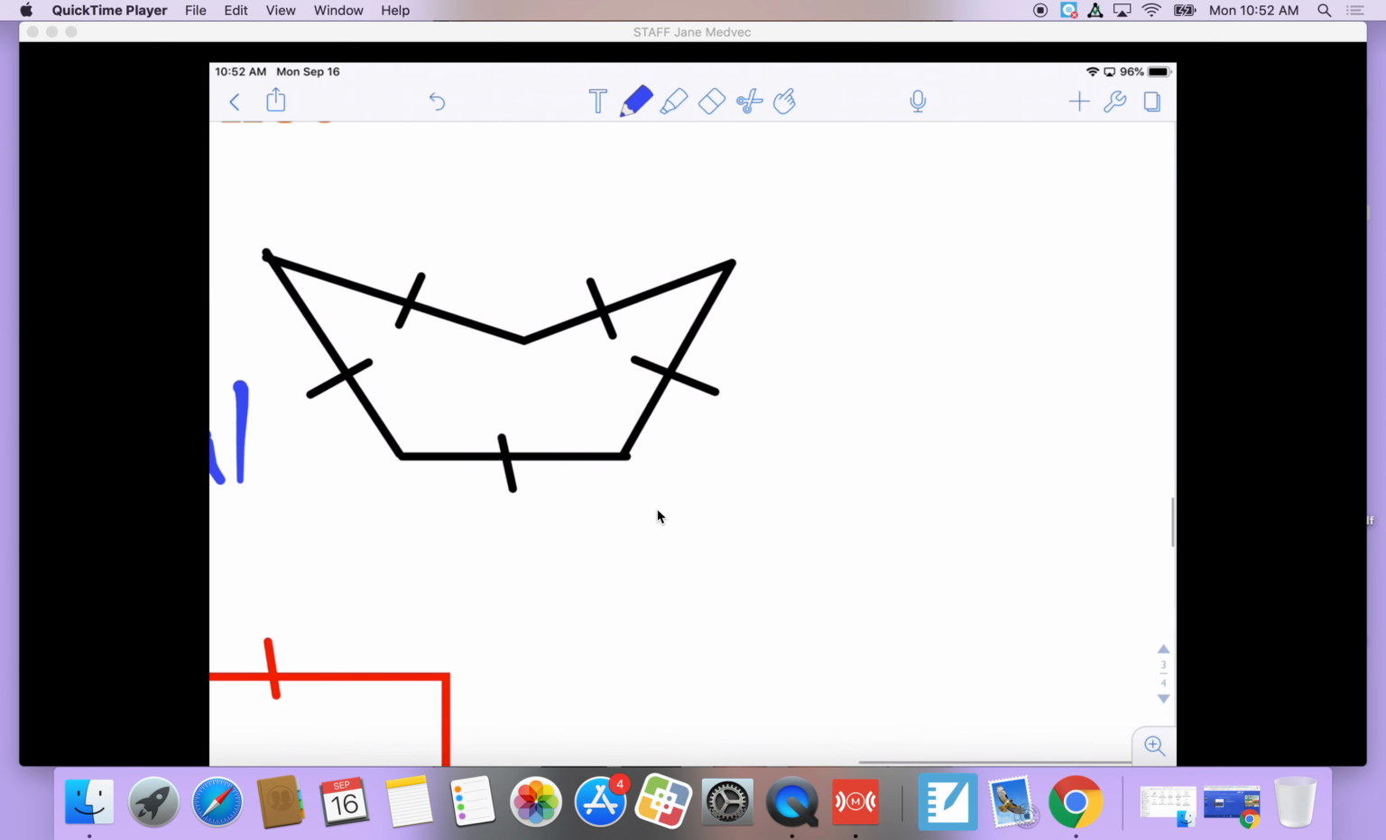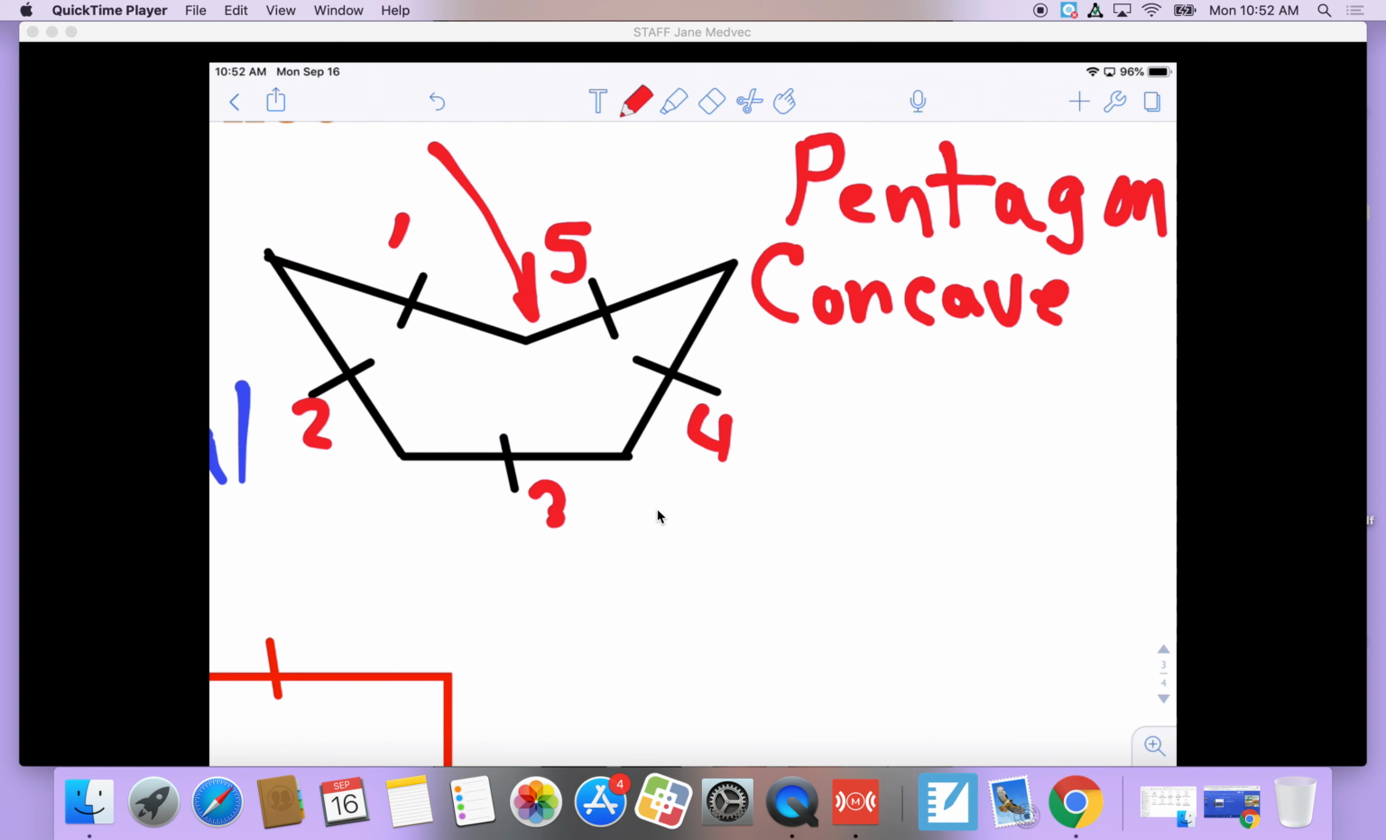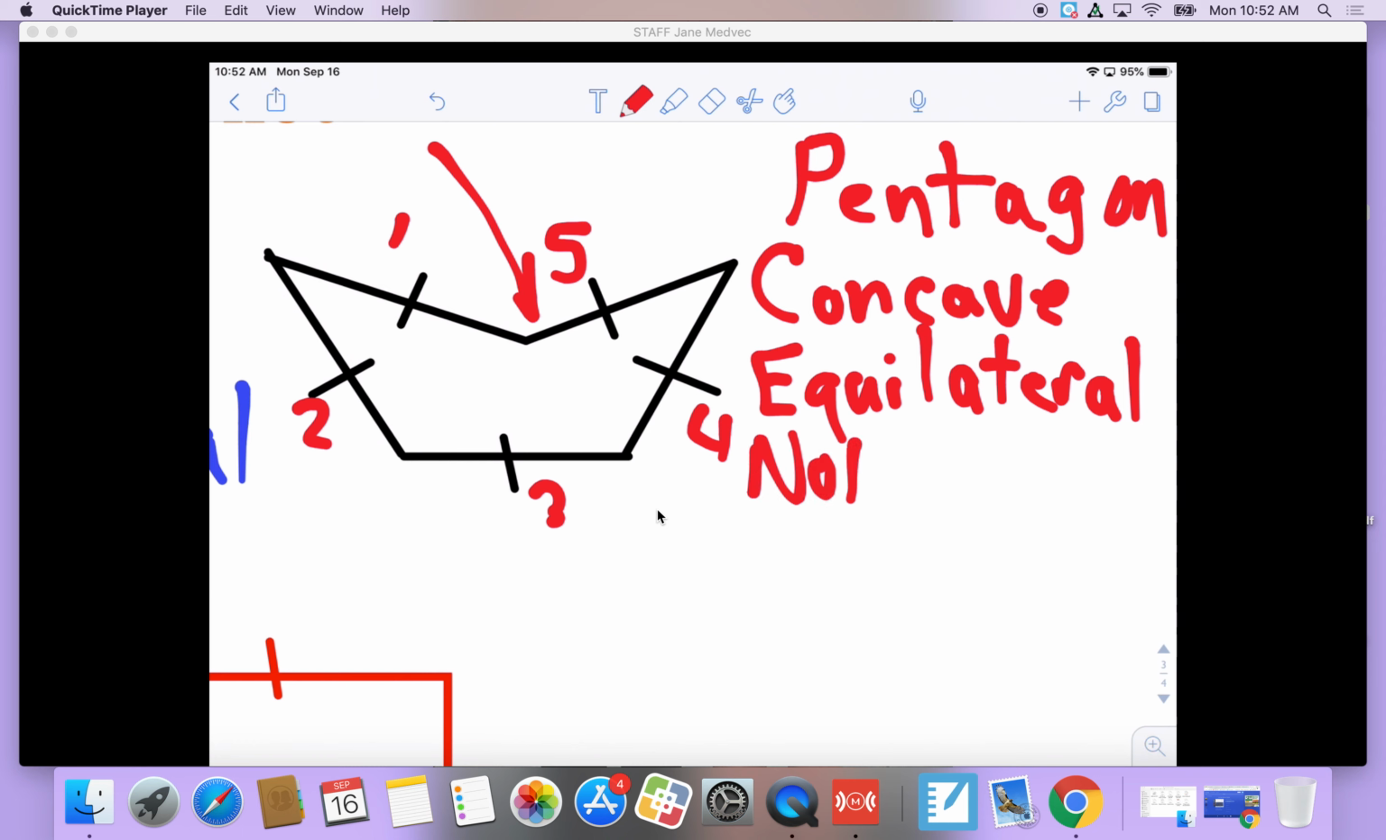Let's look at this next one. This one, if you look closely at it, has 1, 2, 3, 4, 5 sides. So it's a pentagon. Okay, if you notice, this right here was pushed in, so it's concave. And then you're going to notice that it's equilateral, but not equiangular, like it's not marked at all that it's equiangular. So it's not regular.